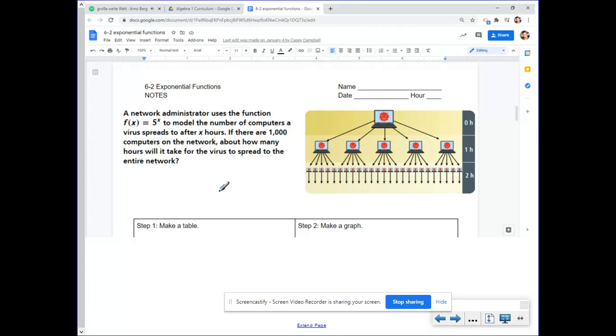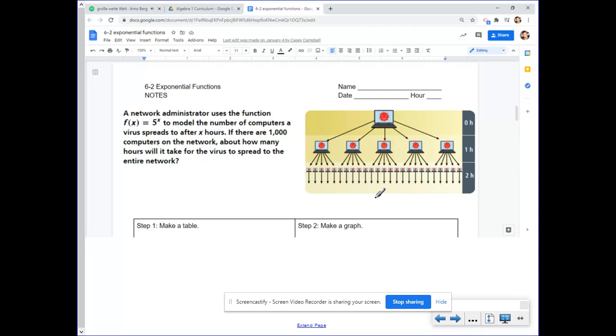Okay, so this is a word problem. It says a network administrator uses the function f of x equals 5 to the x power to model the number of computers that a virus spreads to after x hours. If there were 1,000 computers on the network, about how many hours would it take for the virus to spread to the entire network? So this is like a graphic explaining, okay, one computer gets a virus, then it gives that virus to 5 other computers, which gives that virus to 5 more computers, and you get the deal.